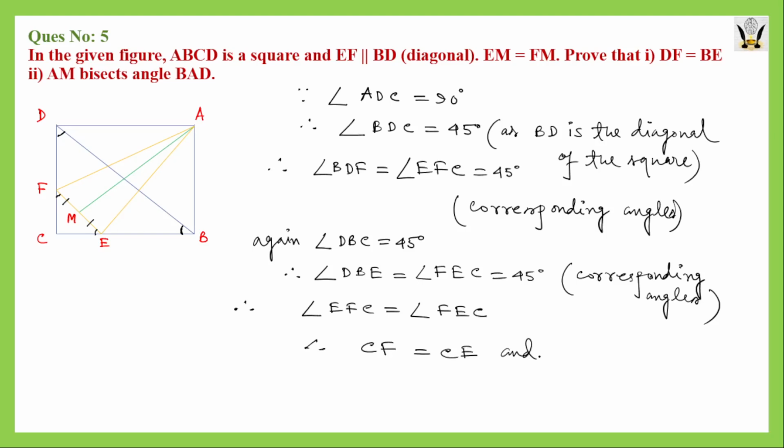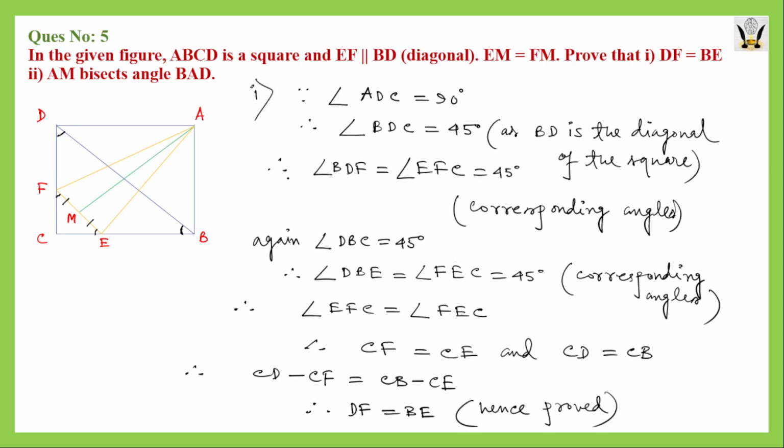And again we know, since this is a square ABCD, the whole side CD will be equal to CB or BC. So CD will be equal to CB. Now if we subtract this part from the whole side, we can write that CD minus CF will be equal to CB minus CE, right? So the remaining part will be what? That will be DF. From this side, DF will be equal to BE.